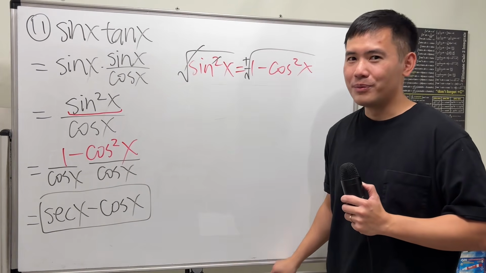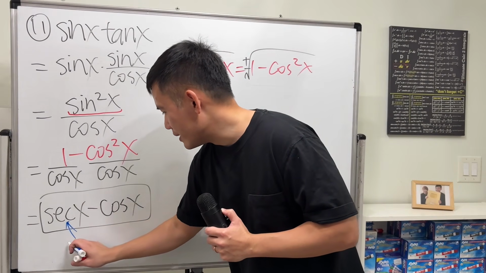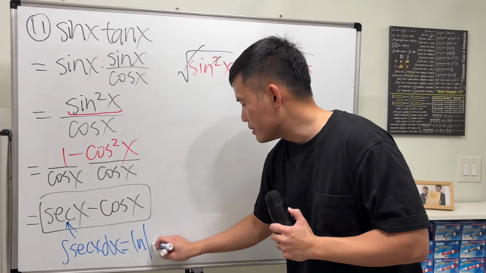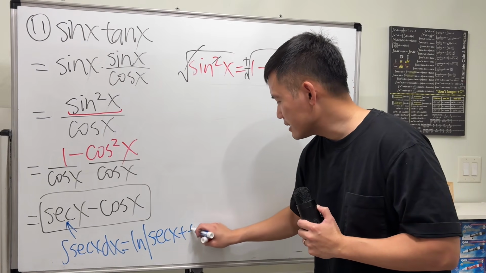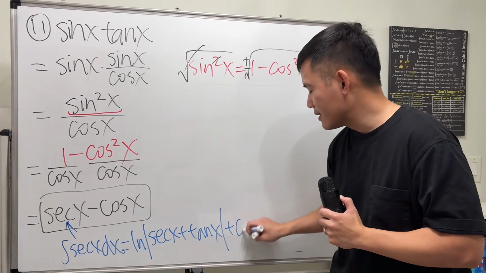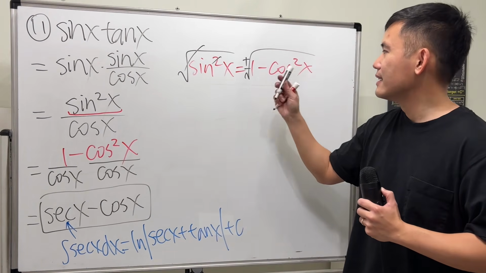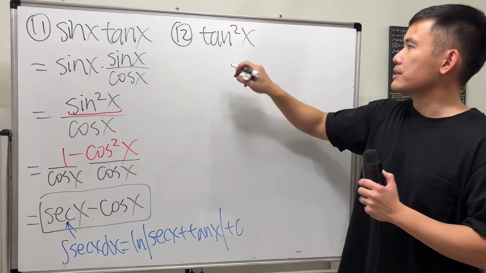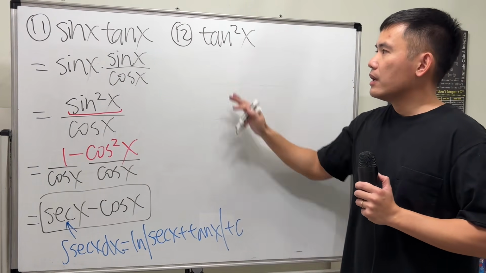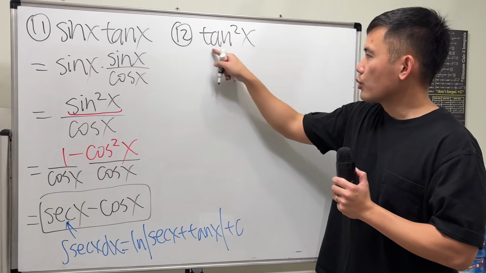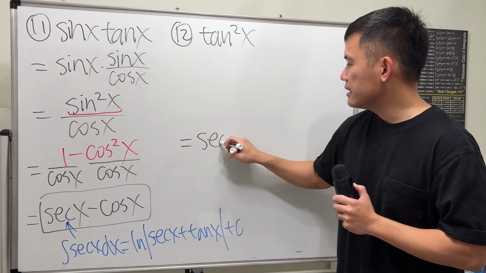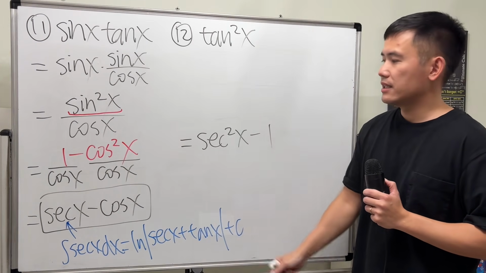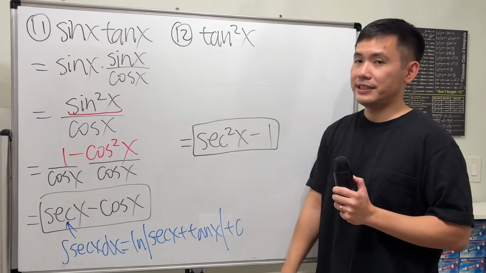And now, it's a good time for me to remind you guys that if you are integrating secant x, the standard answer for that is ln absolute value of secant x plus tangent x. Now let's look at number 12. Here we have tangent square x. Here's the deal. If you remember the identity, you can just go from here to secant square x minus 1, because we can integrate this and we can integrate that. So this is the integral ready form for it.